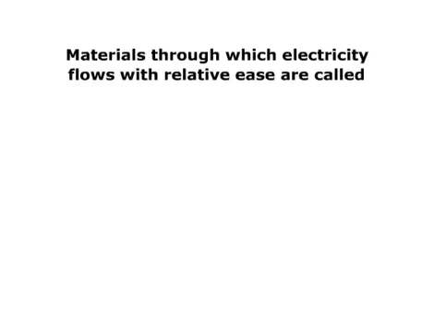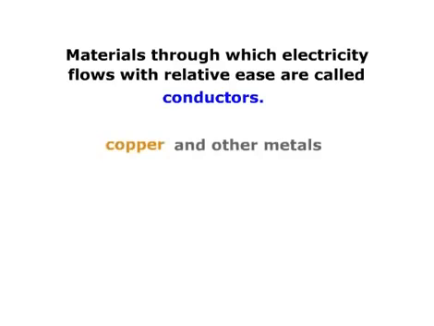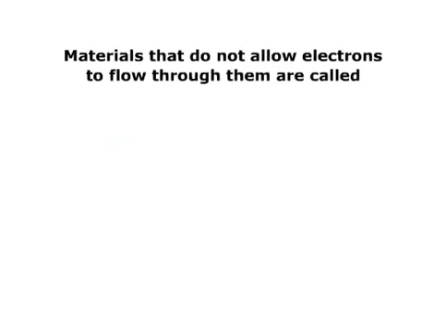Materials through which electricity flows with relative ease are called conductors. Copper and other metals are examples of conductive materials. In contrast, a material that does not allow electrons to flow through it is called an insulator. For example, glass.